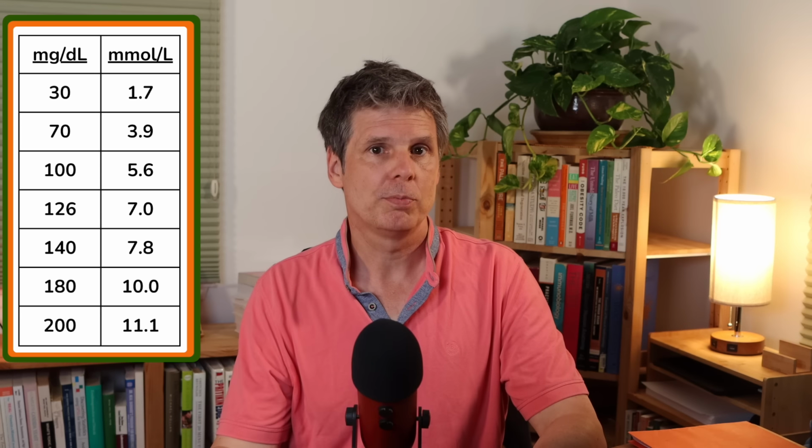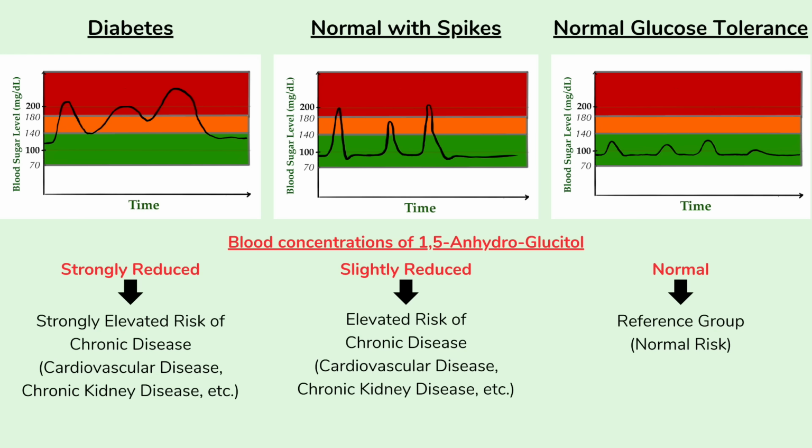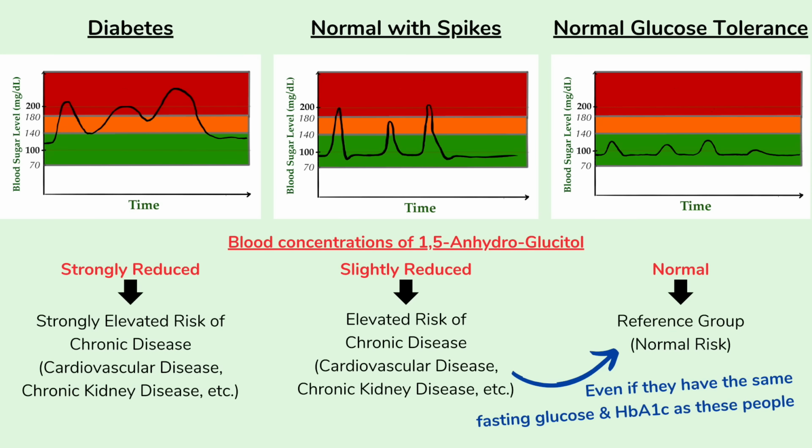And this is of interest because lower blood levels of 1,5-AG are consistently and strongly associated with an increased risk of cardiovascular disease, chronic kidney disease, and cancer mortality, and that is even in people without diabetes or prediabetes, and even when adjusted for traditional markers of blood sugar regulation, such as HbA1c or fasting plasma glucose.